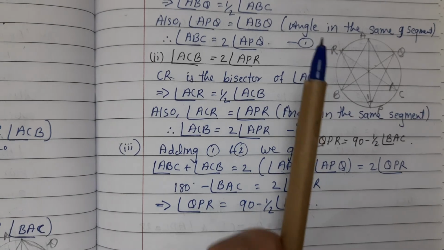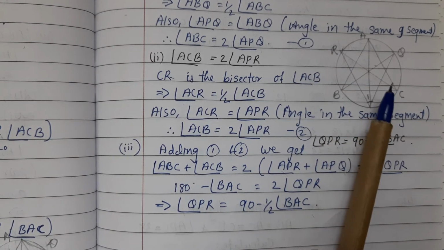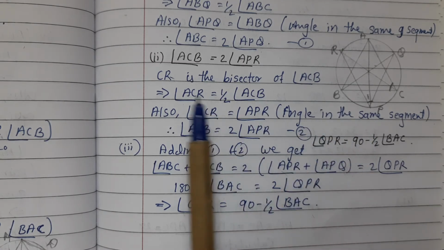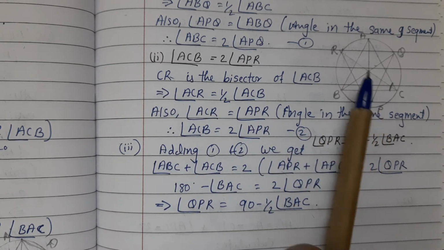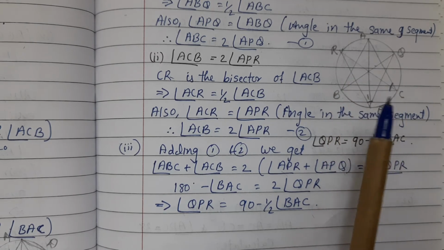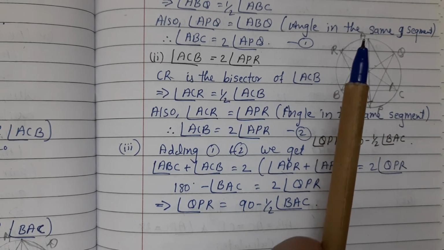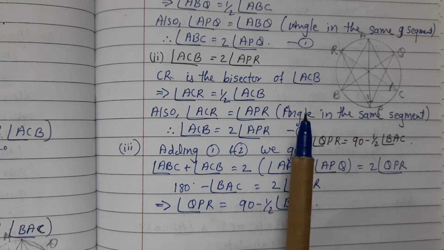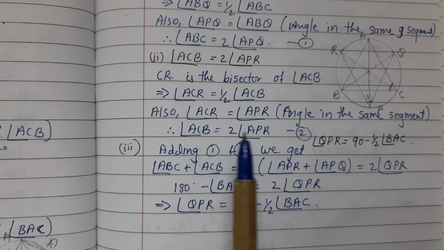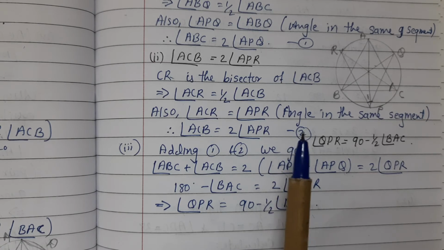Second part, angle ACB is equal to twice angle APR. CR is the bisector of angle ACB. Therefore, angle ACR is equal to half angle ACB. Also, angle ACR is equal to angle APR, angles in the same segment PR. Therefore, angle ACB is equal to twice angle APR, hence proved.